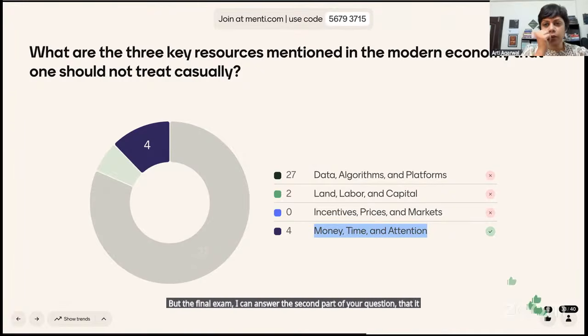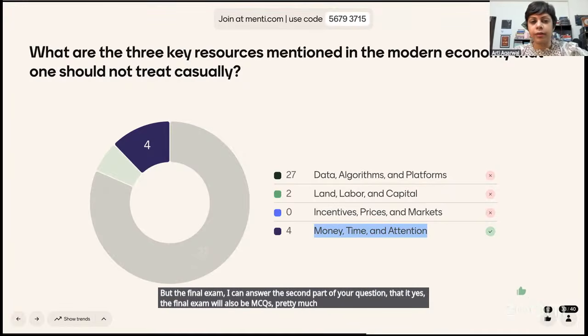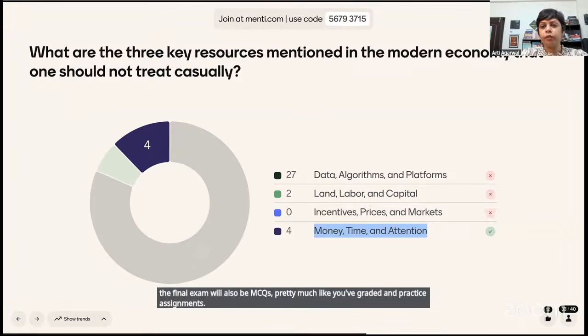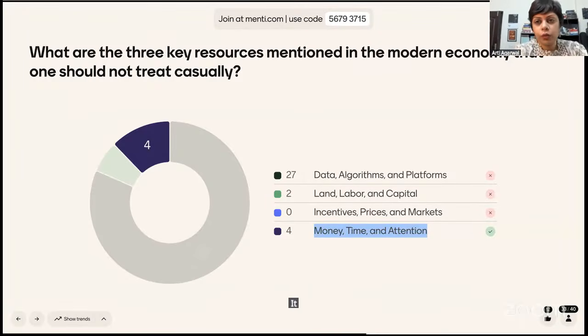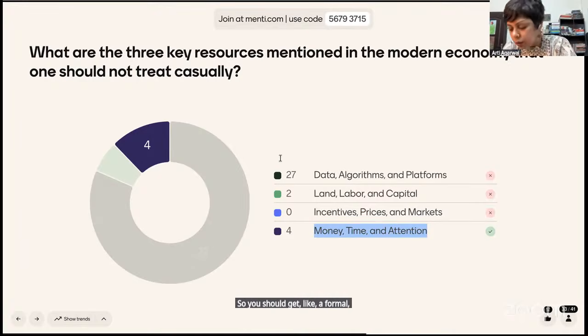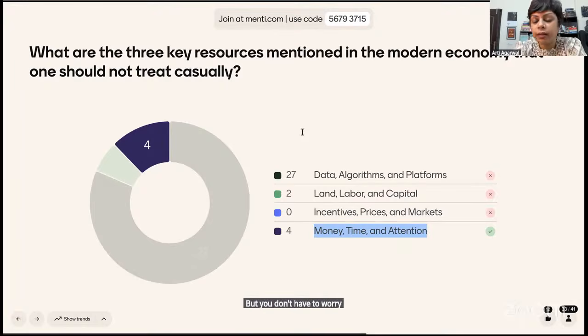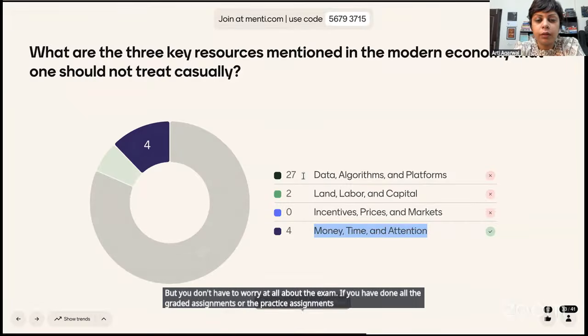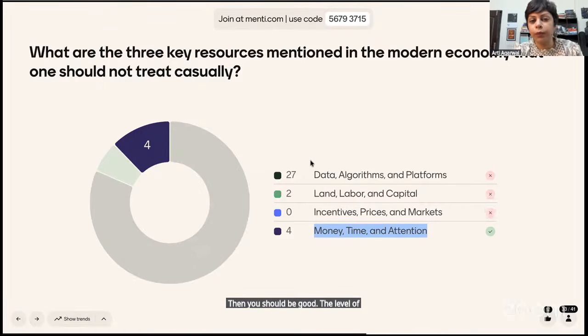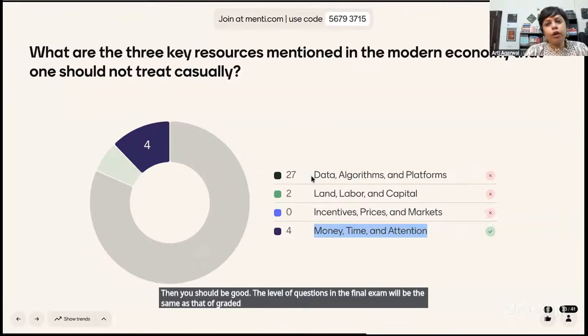Yes, the final exam will also be MCQs, pretty much like your graded and practice assignments. And there will be no subjective questions. It's only MCQs. I think the exam will be for 1 hour. You should get a formal announcement for your final exam. But you don't have to worry at all about the exam if you have done all the graded assignments or the practice assignments, and if you have paid attention in class, then you should be good. The level of questions in the final exam will be the same as that of graded assignments. It's not going to be more difficult.